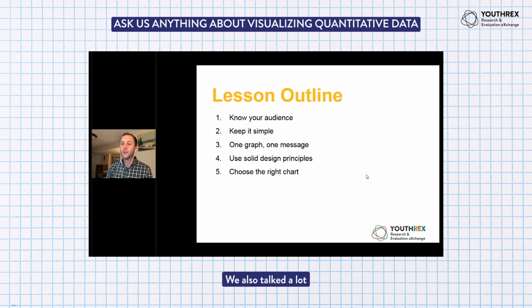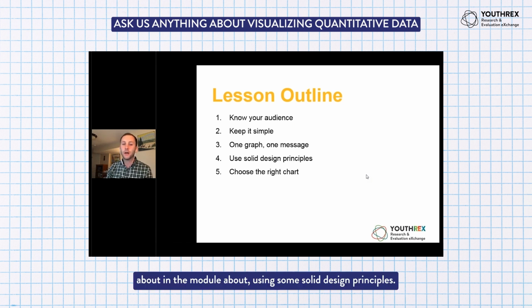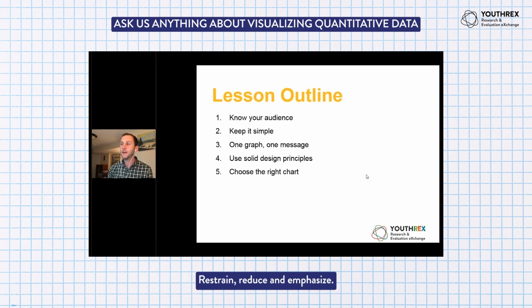We also talked a lot, in the module, about using some solid design principles. I'm actually going to read a quote that's in the module that I think is really effective. The quote is from Gar Reynolds, and it says, "You can achieve simplicity in the design of effective charts, graphs, and tables by remembering three fundamental principles: restrain, reduce, and emphasize."